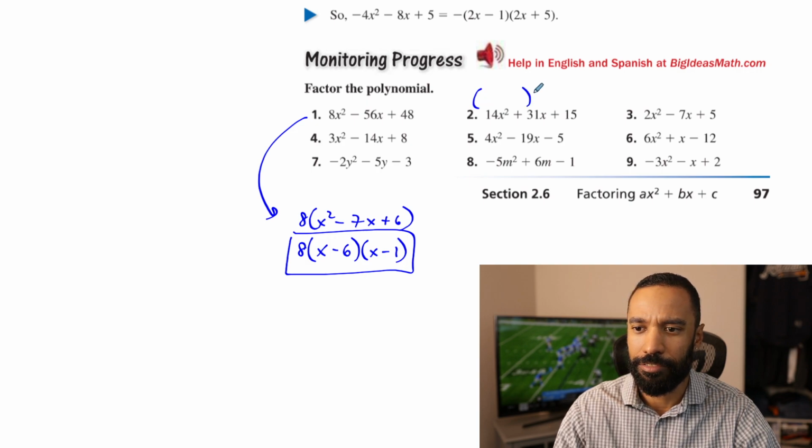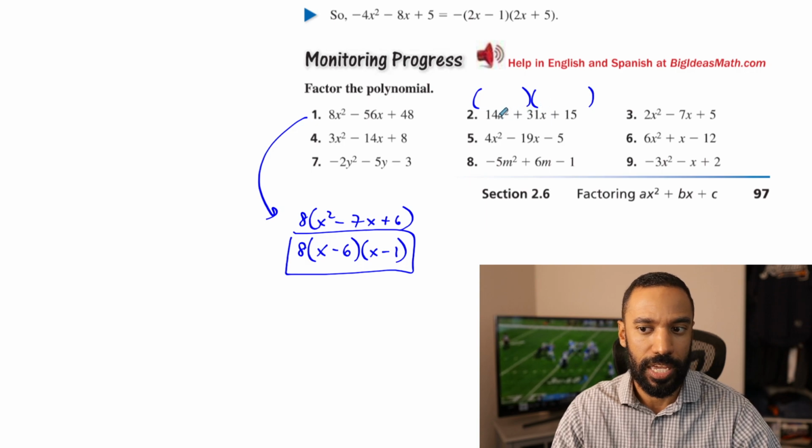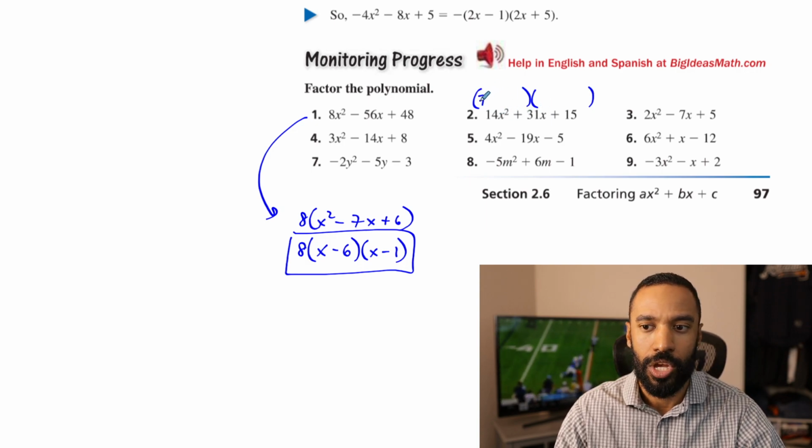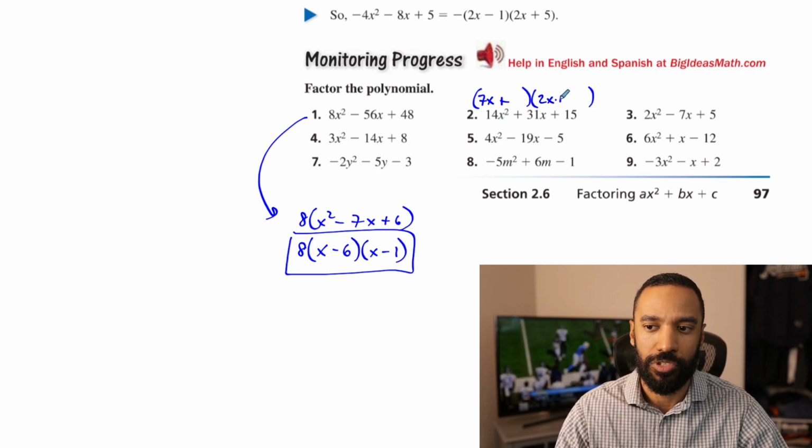No GCF, and there are some composites. This one's going to take a moment for me to try. I'm going to try some things. We'll try 7x times 2x. That can give me 14x squared, and they're all positive, so I know I can add.